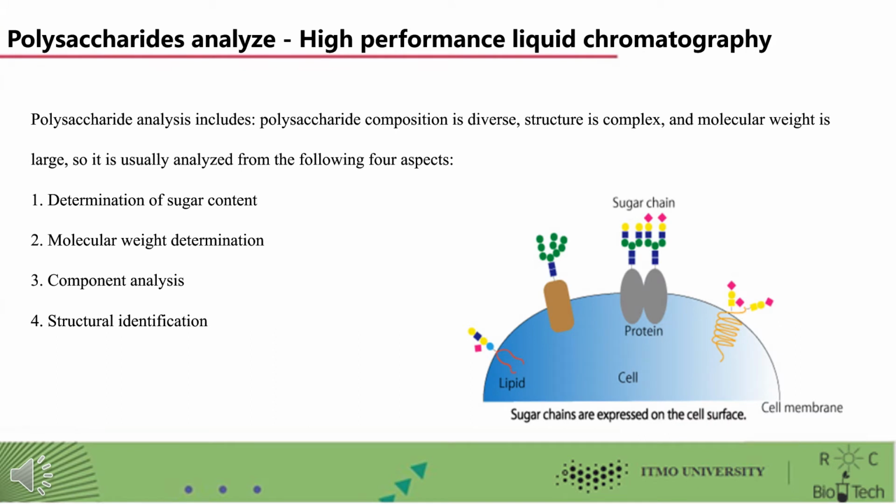Polysaccharide composition is diverse, structure is complex, and the molecular weight is large, so it is usually analyzed from the following four aspects. 1. Determination of sugar content. 2. Molecular weight determination. 3. Component analysis. 4. Structural identification.